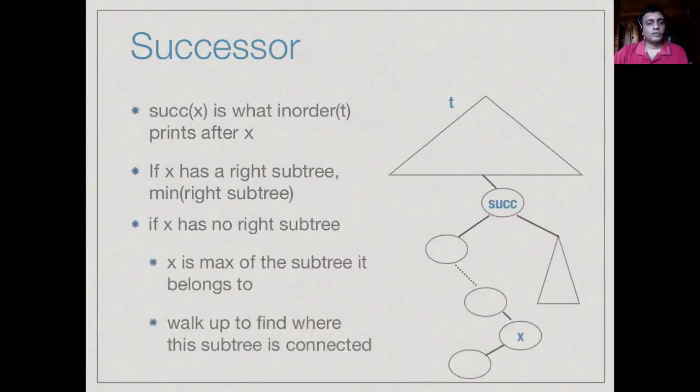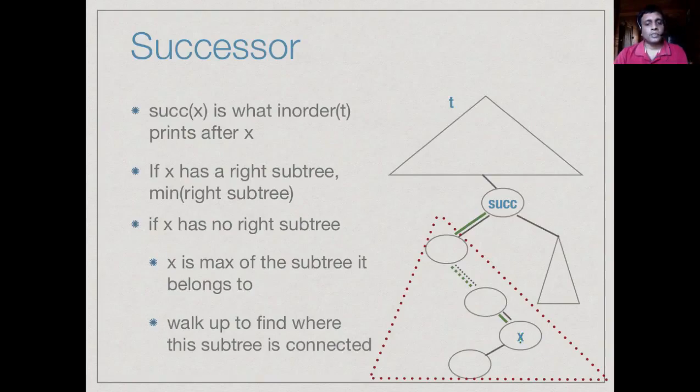The first observation is that if a value has no right subtree, then it must be the maximum of the subtree to which it belongs. So in this case, if we look at the value x, it has no right subtree, so it is the maximum of some subtree. So we have to first identify the subtree. How do we identify the subtree?